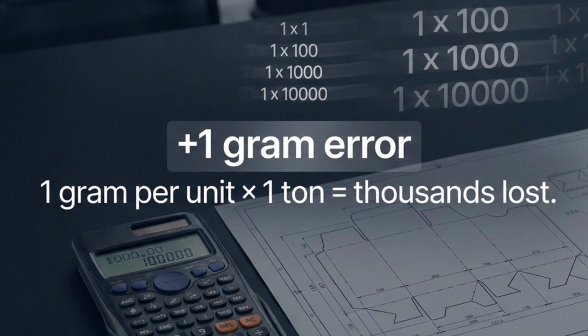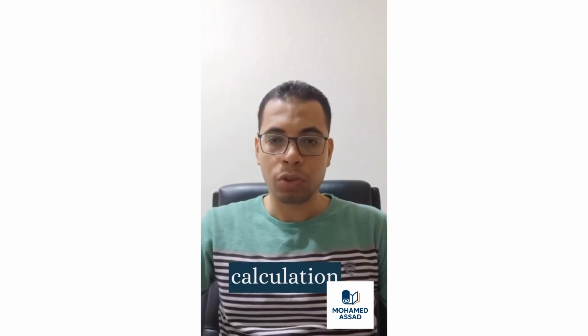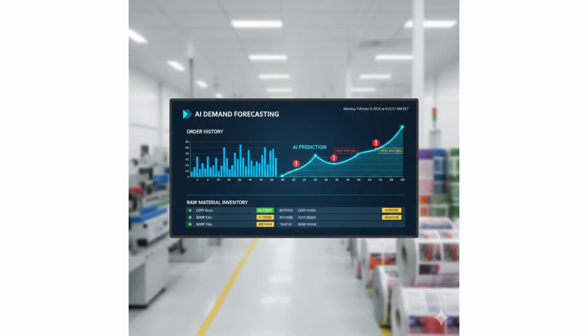Here's why this matters. If your calculation is wrong by even 1 gram per unit, across 1 ton, that error multiplies thousands of times. And that's where hidden profit disappears. Not in printing, not in lamination. In calculation. In flexible packaging, clarity in numbers protects margin.